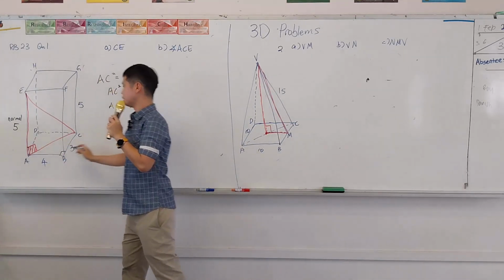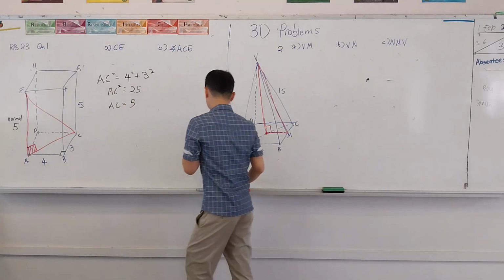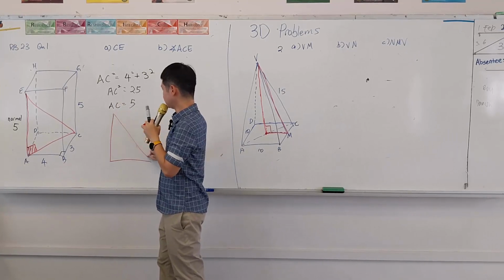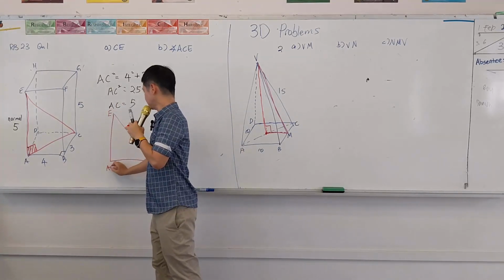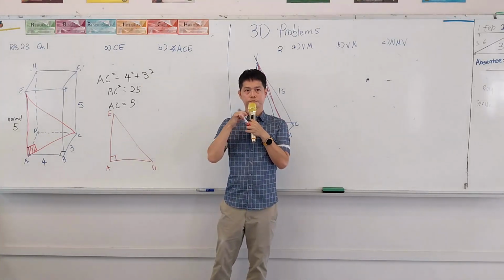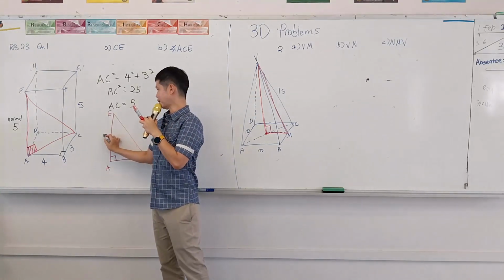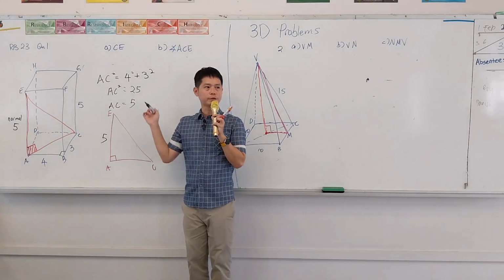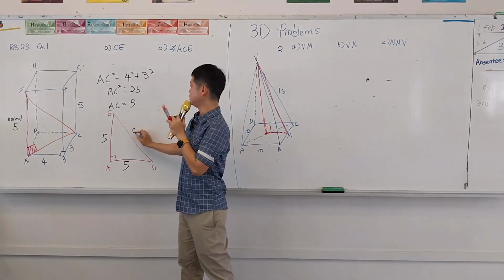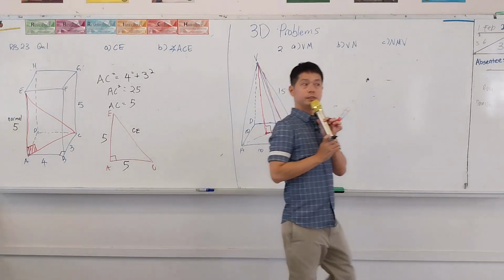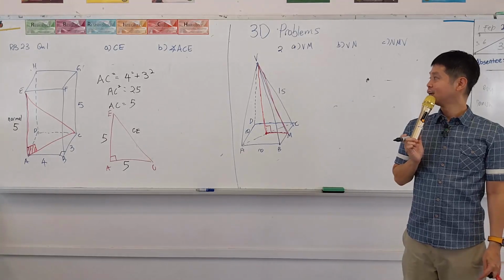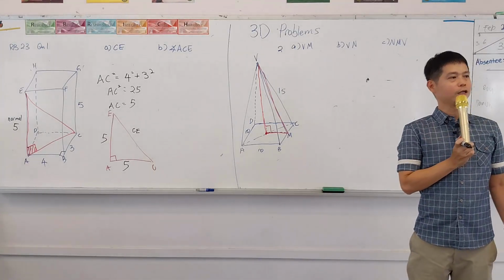So once I know that this is 5, I'm going to redraw the red triangle for you. In the exam you don't have to do that, but for learning, I will redraw it. Let's call this triangle EAC. Okay, class, what's the length of EA? The length of EA is 5. What's the length of AC? I just found it, 5. And the question is find the length CE. Can someone tell me how to find CE?